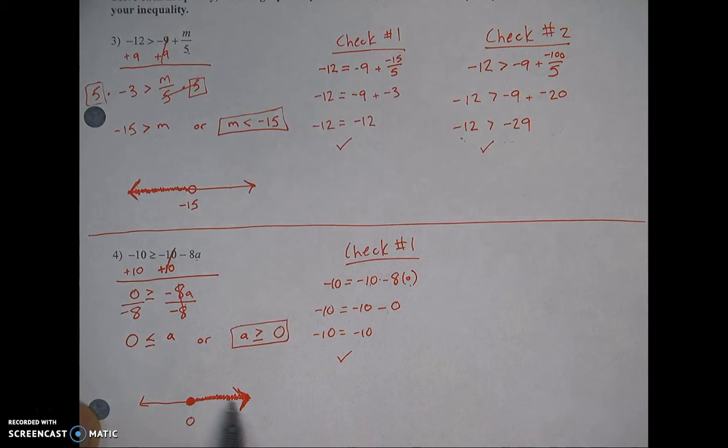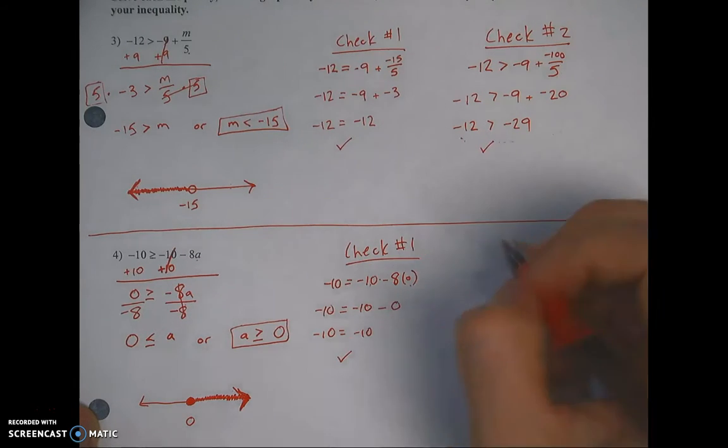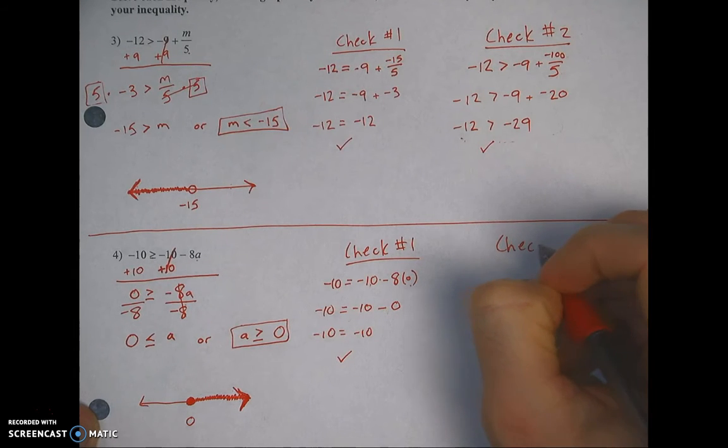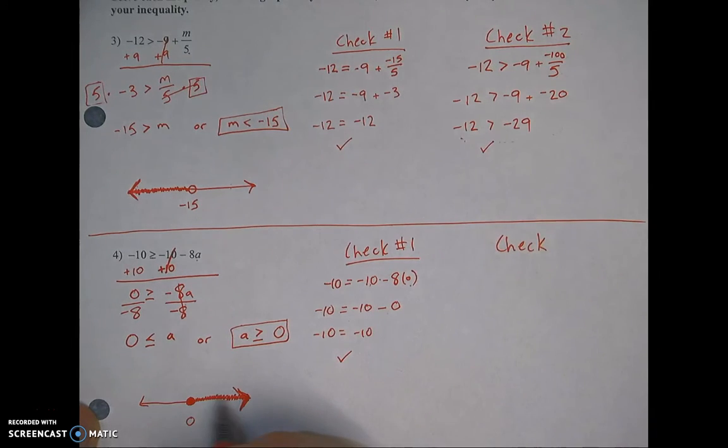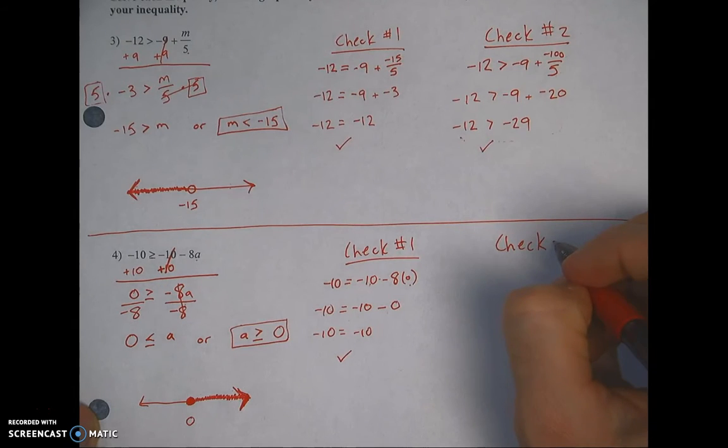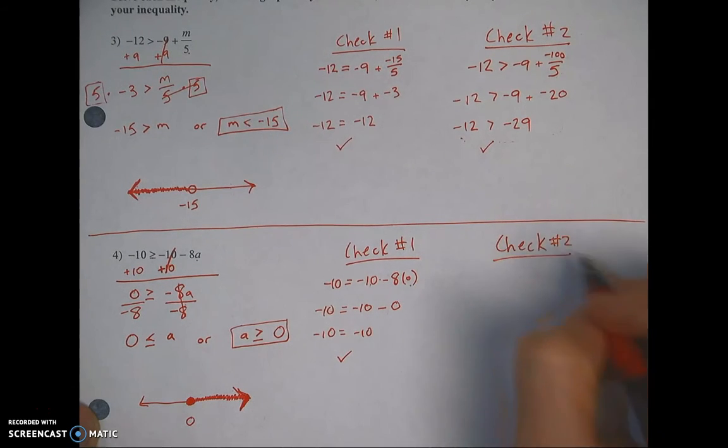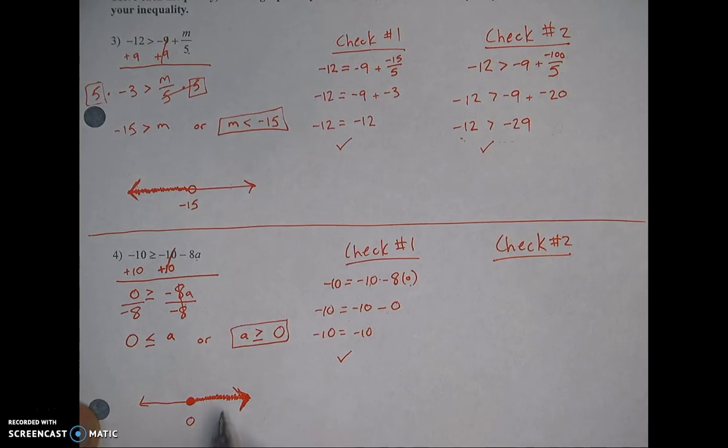But that doesn't mean I put my arrow in the right direction. So now I need to check and make sure that it really should be greater than, like I have it, and not less than. So check number 2. Now I get to choose any number in my solution set. So I can choose any number up here, any number greater than 0. You could choose 10, you could choose 15, you could choose 100.